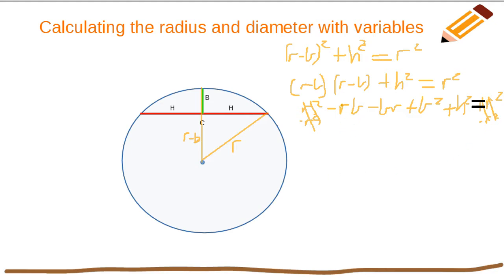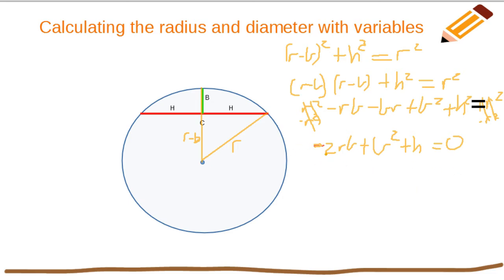Also, for this next step, we can combine rb and br together because they're the same thing, just in a different order, meaning we can make that minus 2rb. So we start off with minus 2rb because of these two combined together, plus b squared plus h squared equals 0. The reason this equals 0 is because we've just taken off this r squared here, so there is nothing on the other side. I forgot to put a negative here, and I've accidentally changed the color, but there, that goes negative.